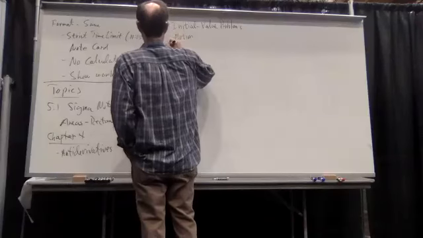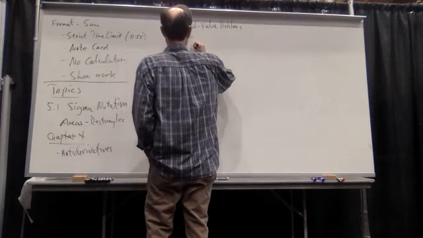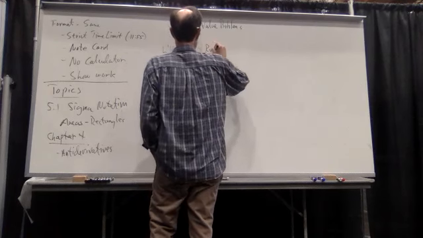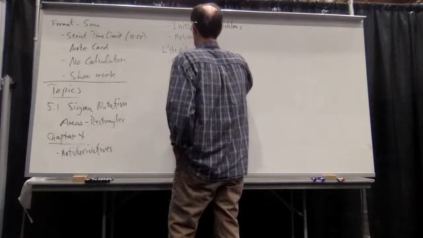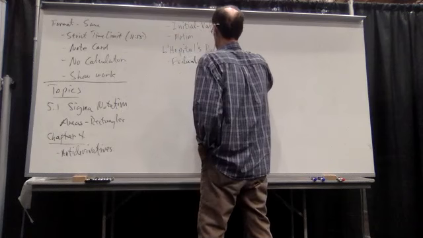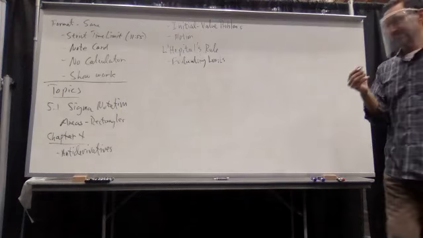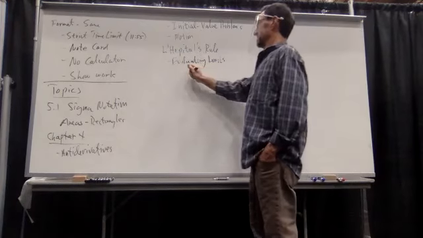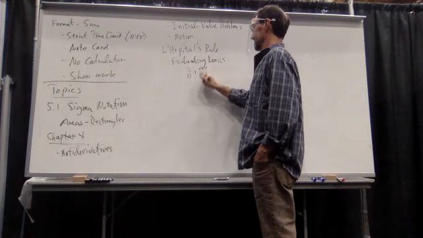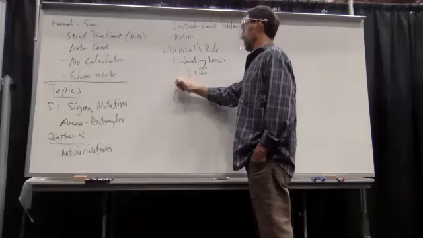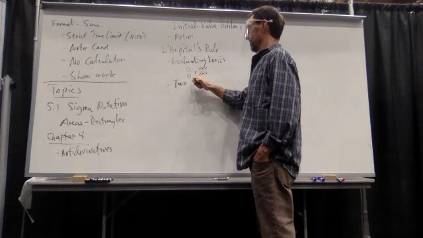Prior to antiderivatives, we spent a little time on L'Hopital's rule. So of course, this is evaluating limits of a special form, 0 over 0 or infinity over infinity. And we proved two, I don't know, formulas.